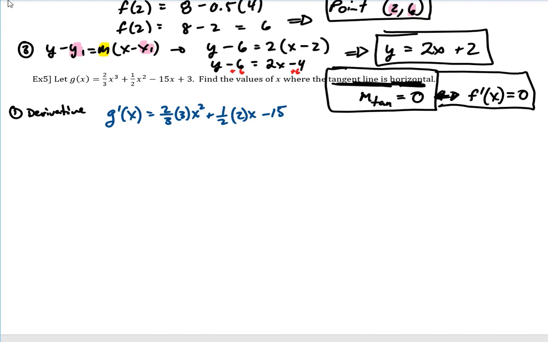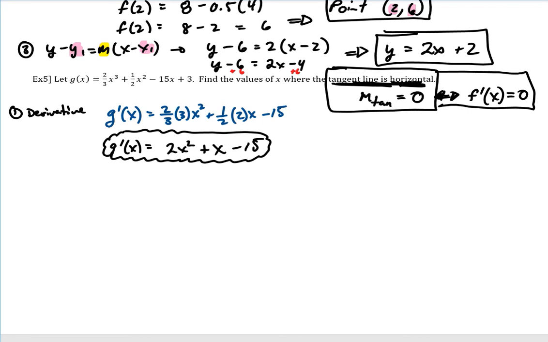Okay, so this is the derivative, and then we do our one step to simplify. So the 2/3 and 3, the 3's just cancel each other out, and we're left with 2x squared, and then we have plus 1/2 and 2 cancel out, so we have just x, and then minus 15. Okay, so this is the derivative. I'm just going to cloud it in case they wanted it. We could write it for them.